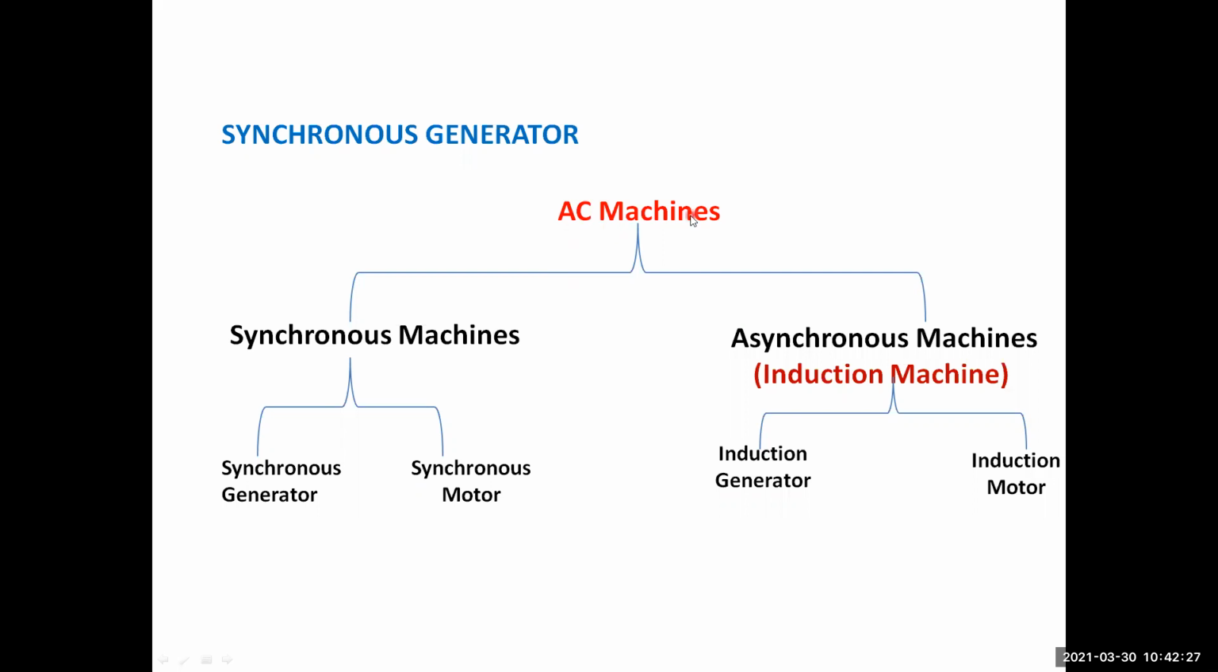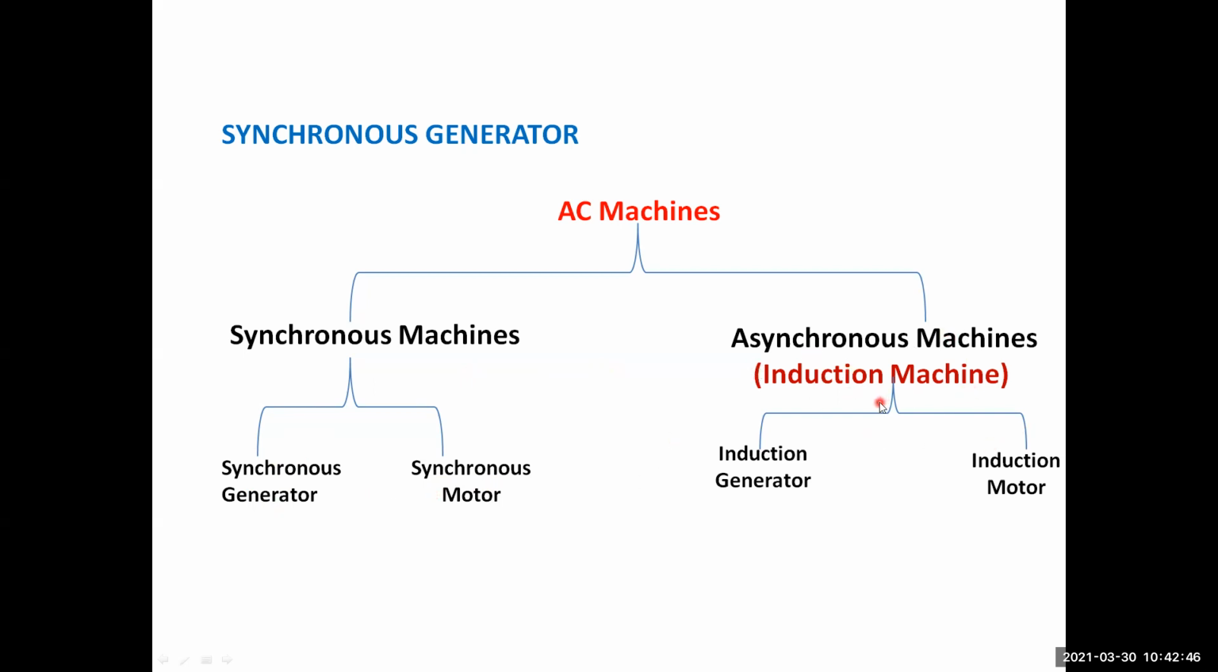There are two types of AC machines: synchronous machines and asynchronous machines. The synchronous machine comes as a synchronous generator and a synchronous motor. The asynchronous machine is nothing but the induction machine.